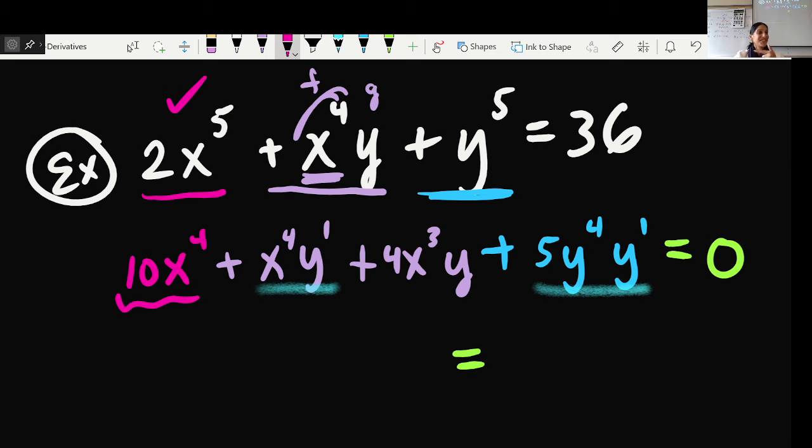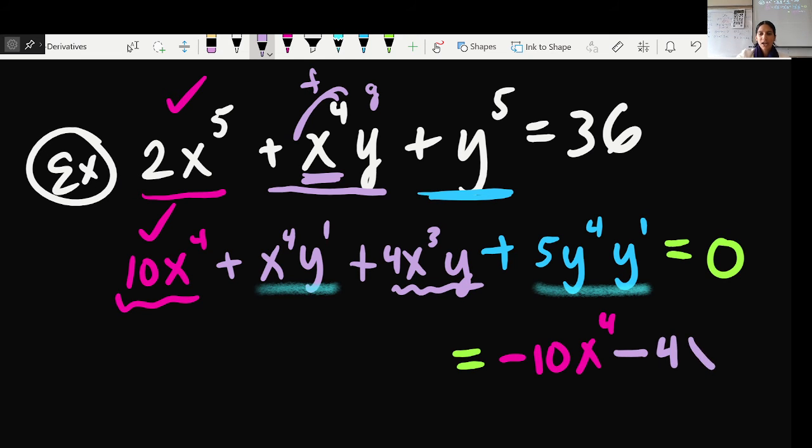Let's move this to the other side. Do you see it's going to be negative 10x to the 4? And that allows me to get rid of that. Or maybe a better way to do it is to check it off so you can see what's happening. And then when I get to here, I can do minus 4x cubed y. So I'm going to check that off to show that I've moved it over and gotten rid of it.